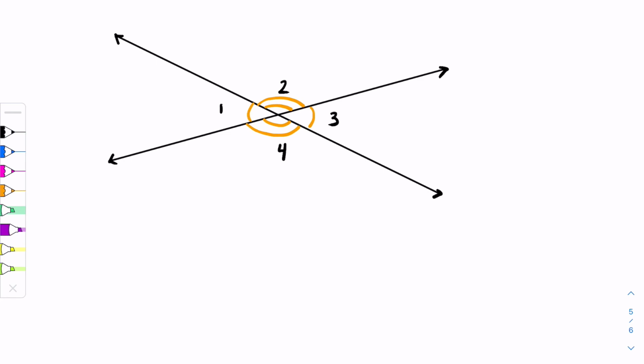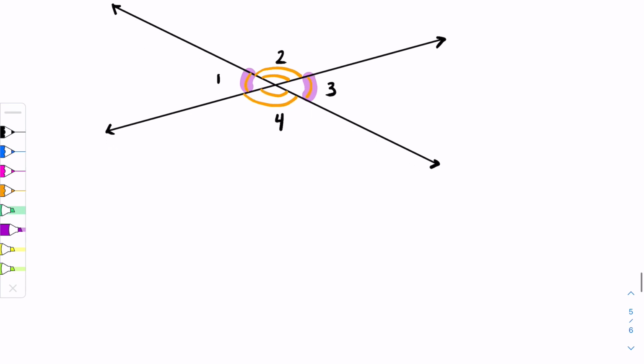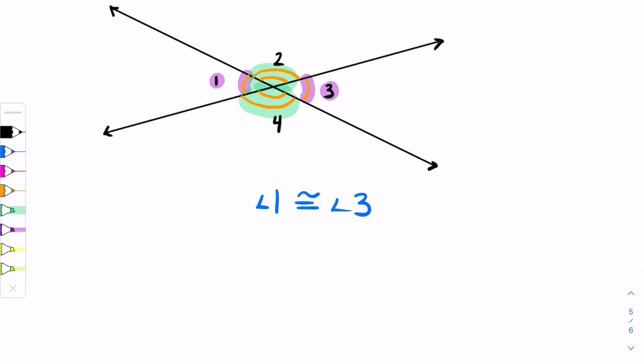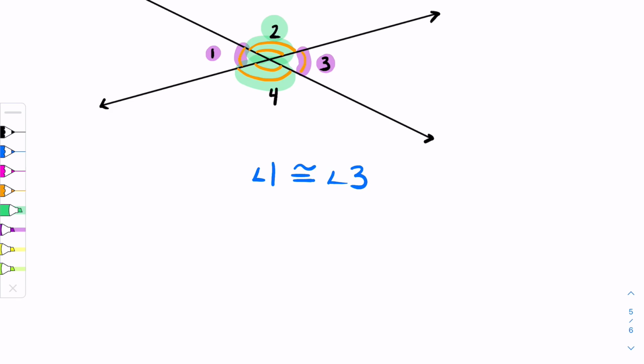So when you're looking for congruent angles, you're looking for matching angle arcs. So if each angle arc has one single arc, that's going to indicate that the measure of angle 1 and the measure of angle 3 are equal, or you could say angle 1 is congruent to angle 3. Also, if you see two arcs between the angles, you match it up with the other angle with two arcs, and you can indicate that angle 2 and angle 4 are congruent.